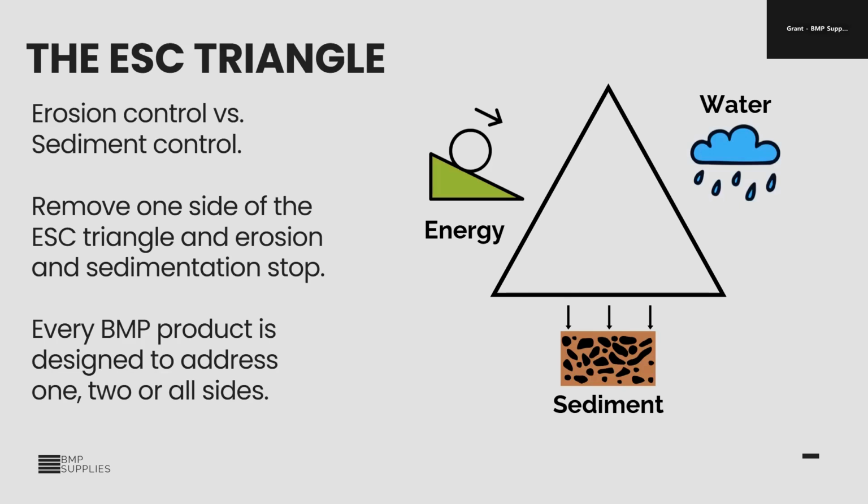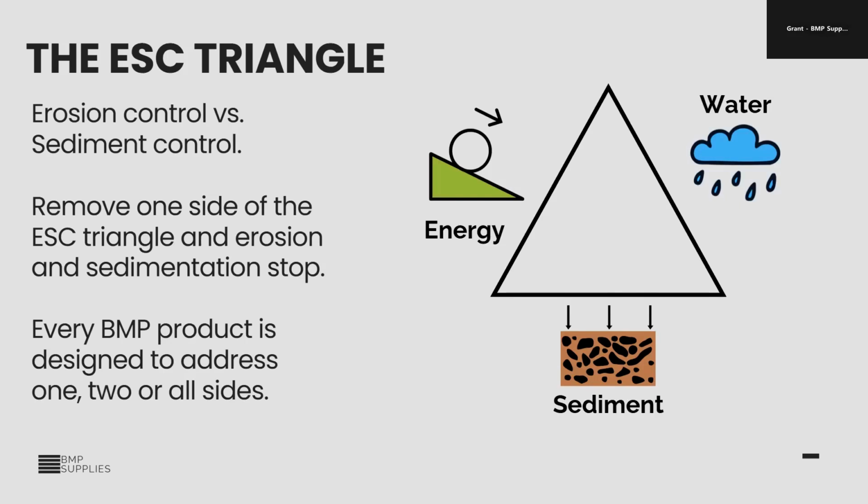If you can think about eliminating one of these three elements from the triangle, then you can prevent a lot of issues for your job. So the first part is, you hear it all the time, ESC, erosion and sediment control. What's the difference between the two? The first one, obviously, everyone's probably heard of is erosion. And erosion control is trying to keep the dirt from moving at all.